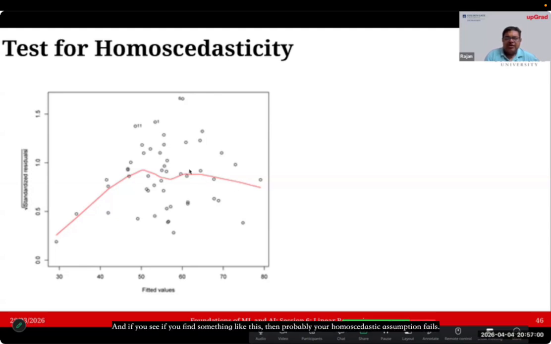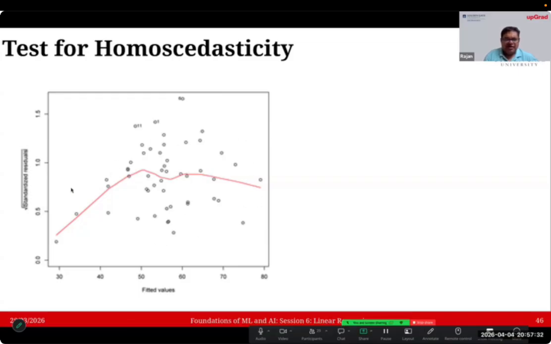And if you find something like this, then your homoscedastic assumption fails. See here, you would say halfway through this region, except for these points here. You also have that could be a good threshold. In fact, in this entire region, the homoscedasticity is valid. In this region, it fails. That's what this trend line also tells you.